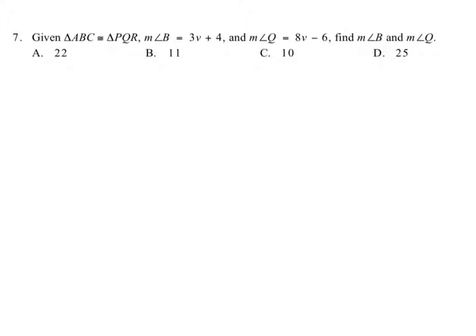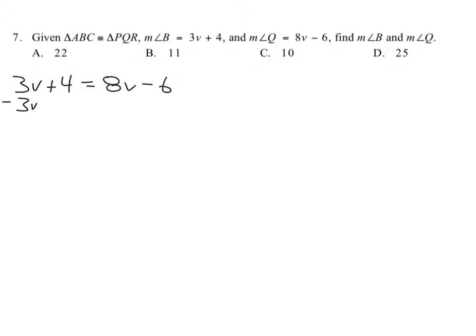We know from the congruence statement that B, that middle letter in that triangle's name, and Q, that middle letter in that triangle's name, since they correspond, they will be congruent, and we can set those values equal to each other. So we will do that first. We will say 3V plus 4 is equal to 8V minus 6. And we'll solve this out for V, but V won't be our answer because we'll need to plug it back in to find out what the measurements actually are.